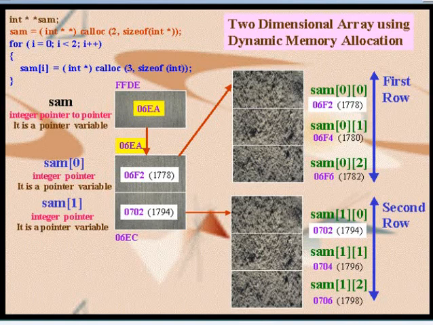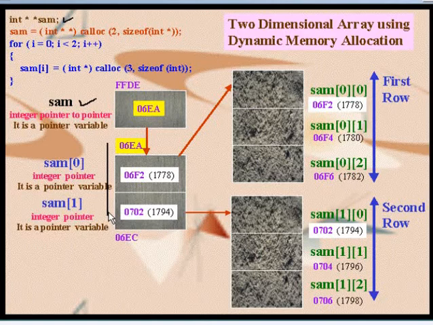I would like to highlight some important points about the two-dimensional array and dynamic memory allocation. Observe one important point. Here the variable Sam is stored at function stack of the function main. So this variable is stored in a stack area. Alright, now observe this one. The memory space for Sam0 and Sam1 is allocated by this statement.